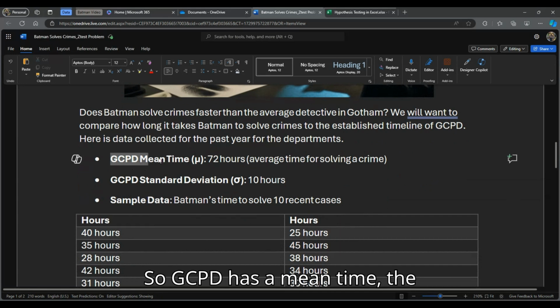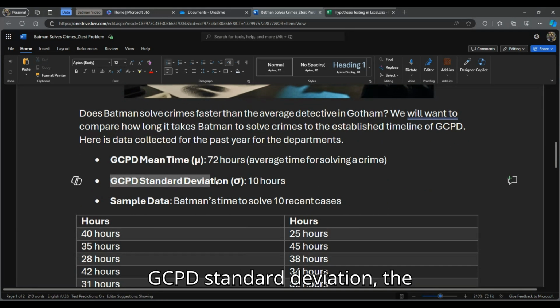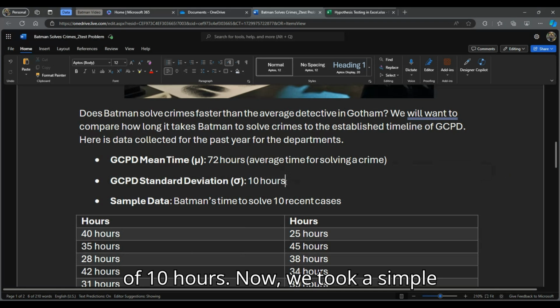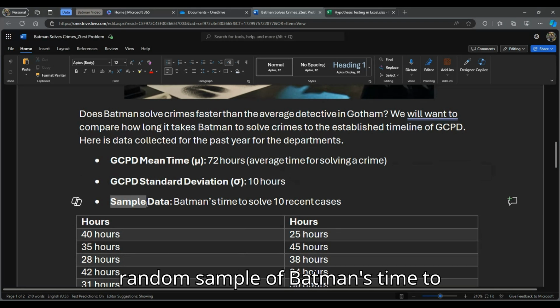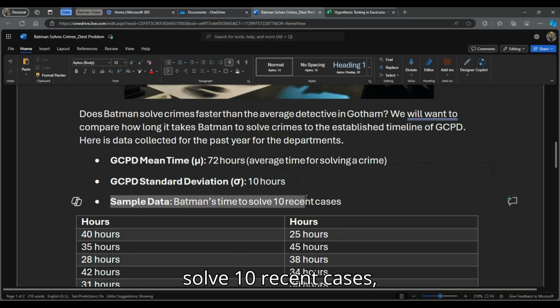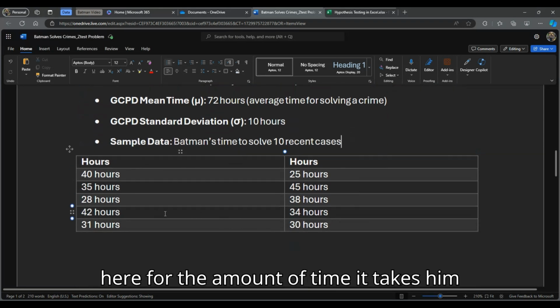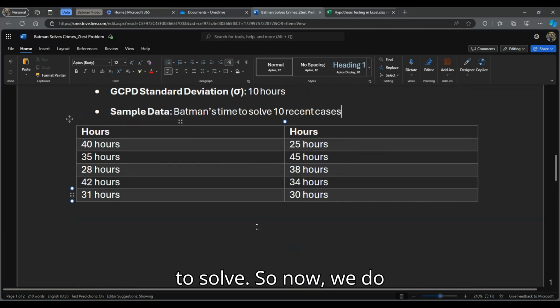GCPD has a mean time, the population mean, mu, of 72 hours, and the GCPD standard deviation, the population standard deviation sigma, of 10 hours. Now we took a simple random sample of Batman's time to solve 10 recent cases, and we find this data here for the amount of time it takes him to solve.